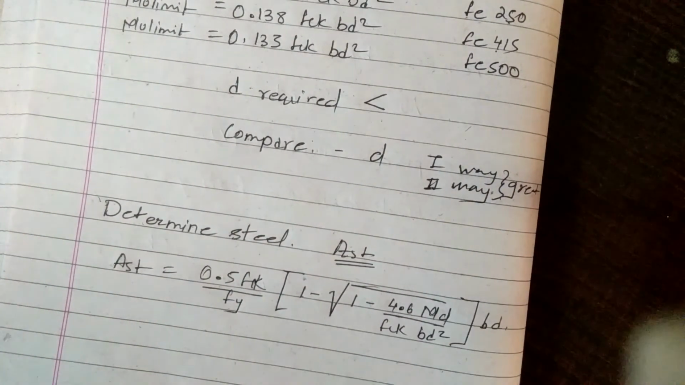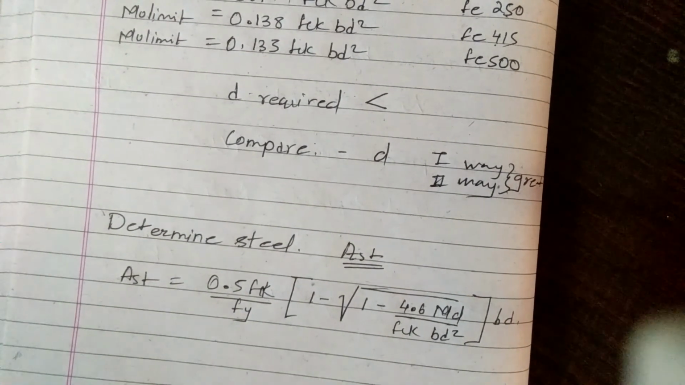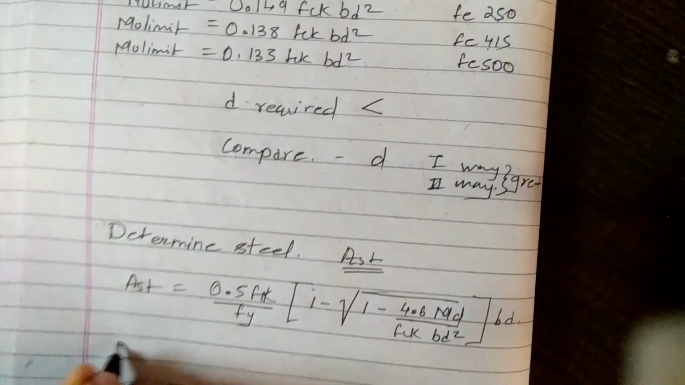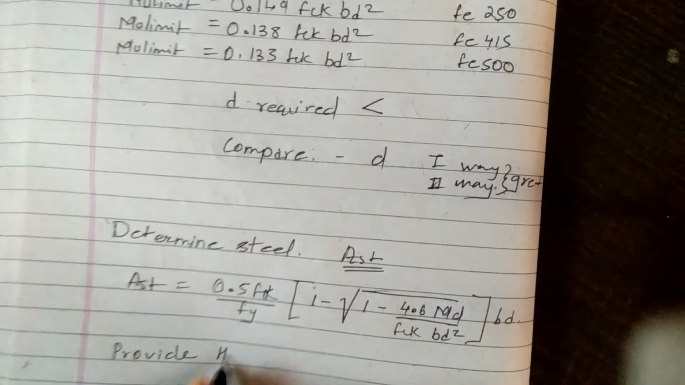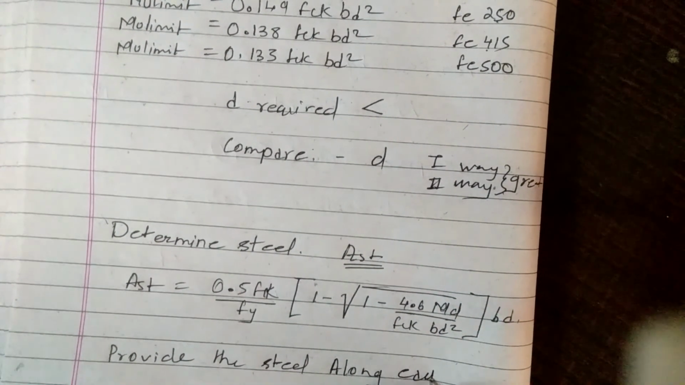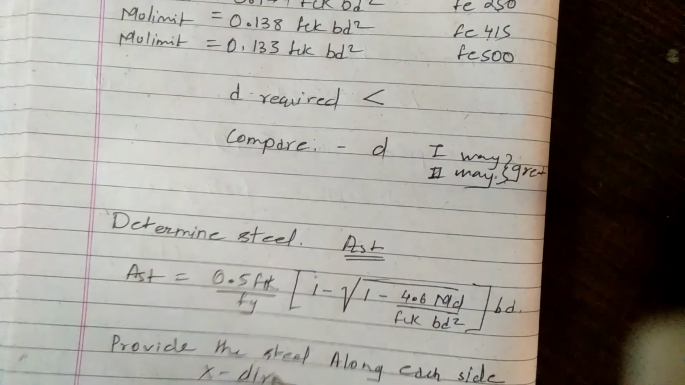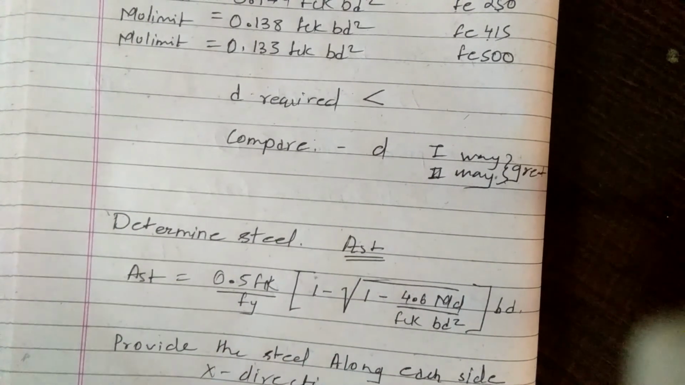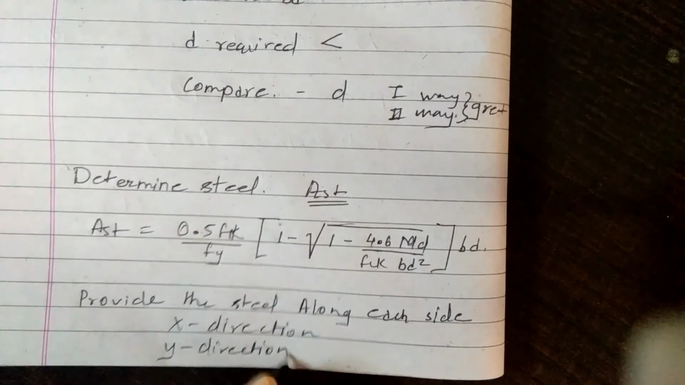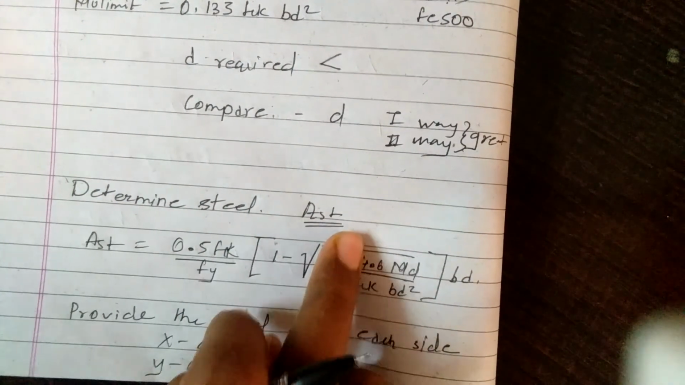After the area of steel, you will take the actual diameter of the bar you are going to assume. Okay, provide the steel along each side. Each side means in X direction and also in the Y direction. Okay, see, this was for determining the AST.